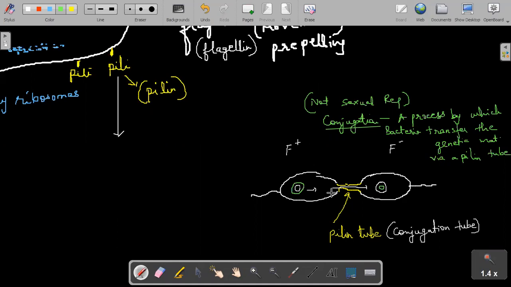But they can bring about variations like this. They can transfer genetic material from them to the other cell. That is how they can bring about variations. That's why you can have different species of bacteria. Okay, so one bacteria can give off its genetic material to the other and bring about changes in the other bacterial cell. You get it?